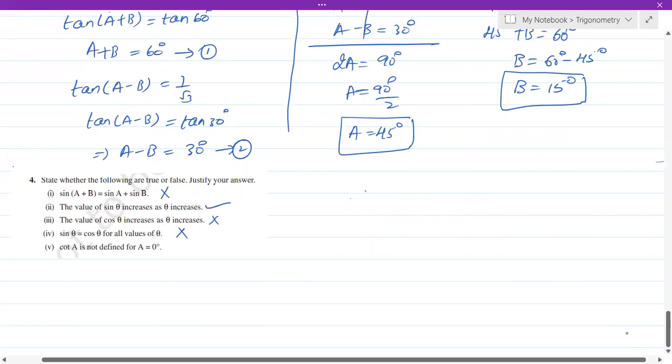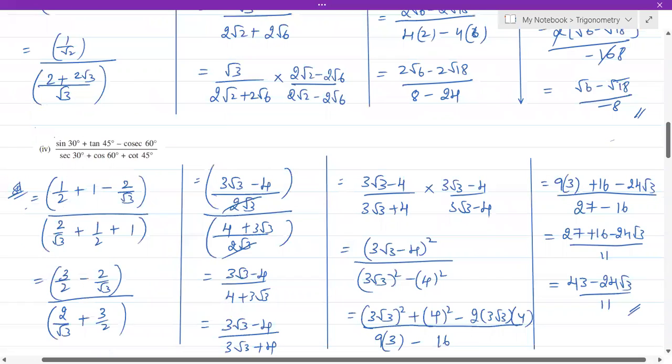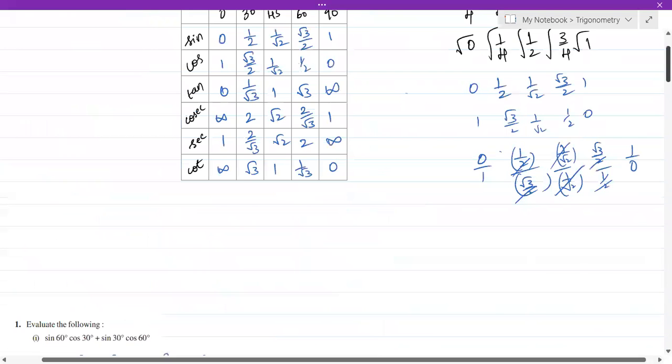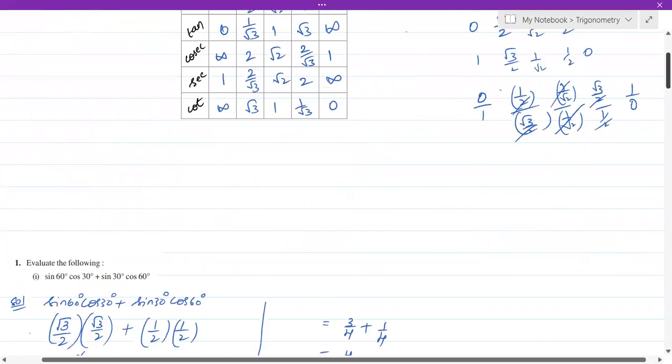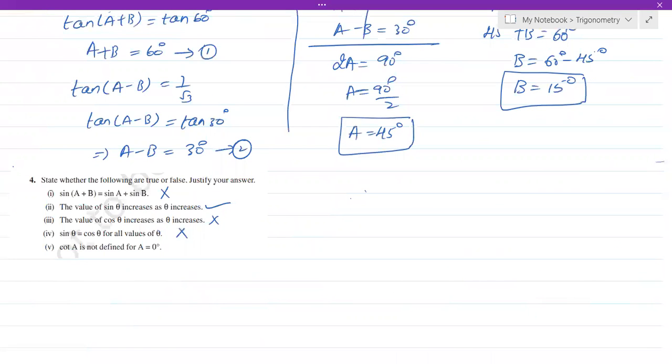Cot A is not defined for angle A equal to 0. Let's check it. Let's check the table itself. Easily we can get it. Cot A, so A is 0 degrees. So cot 0 degrees is what? Infinity, which is not defined. Yes, it is correct. For 0 degrees, cot is not defined. Therefore, this is true.